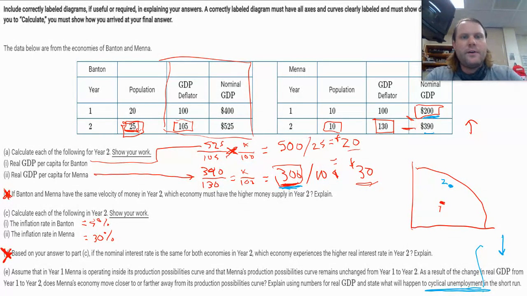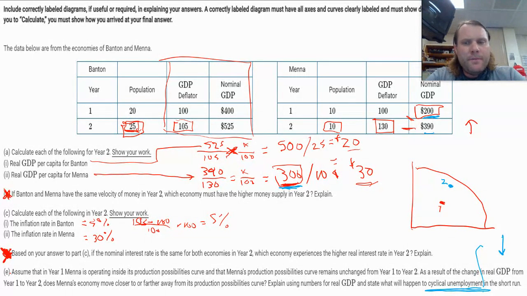For part C, what is our inflation? We're taking our deflator. We're just taking 5 divided by 100 for Banton, and we're taking 30 divided by 100 for MENA. And the way that I do that, again, we take the original GDP, 105 minus 100, if it's asked us to show our work, divided by 100 times 100 equals 5%. Do the same thing for MENA with 130 instead of 105 there. Skip D. Sorry, I didn't tell you to do that in the beginning. We haven't talked about nominal interest yet, having to do with borrowing money.